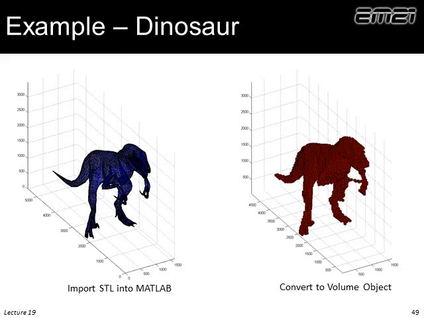And here's one I did just for fun. I found an STL file of a dinosaur, a velociraptor or something like that. I imported that into MATLAB, ran the exact same algorithm, and here's a velociraptor. So now we could model scattering from a velociraptor.